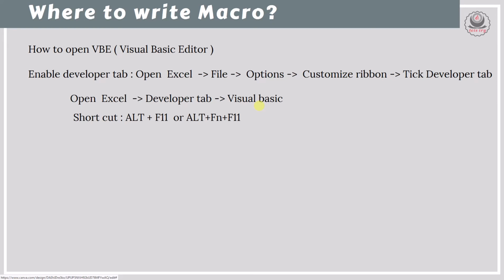Or there is a shortcut. Once the Developer tab is enabled, you can use Alt plus F11, or on some systems Alt plus Function plus F11. Why are we enabling the Developer tab? It is not enabled by default, so it is hidden. We just have to enable it so it will be visible. We'll see how to do that.